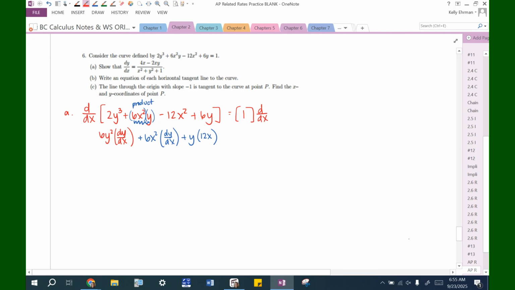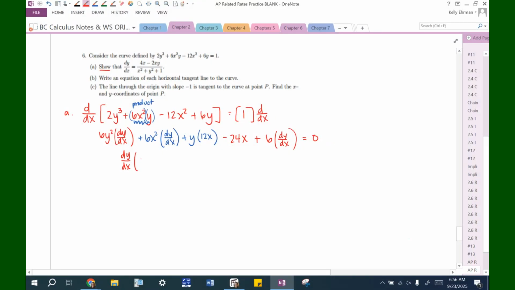And then the derivative of minus 12x squared is minus 24x plus 6 dy dx. On the other side of the equation, the derivative of any constant is equal to 0. And then you can't just write dy dx equals this answer. You're supposed to show that that's true. So let's go ahead and show ourselves factoring out dy dx. You could also reduce the equation by 6 right now. I'm just going to do that later. Doesn't matter when you do it.